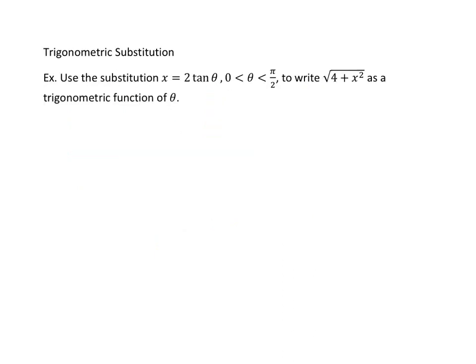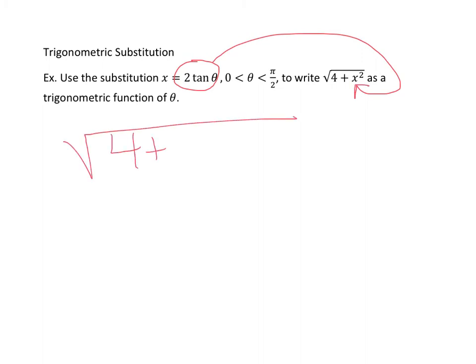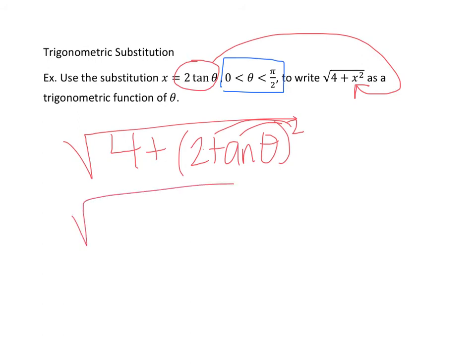Okay, let's try some substitution. We are going to be putting 2 tan theta in for x right there. Square root of 4 plus 2 tan theta quantity squared. The only thing this part is telling me is that I'm in quadrant 1, so everything's positive. So we keep going. I've got to bring that square into both of these, since this is multiplied. Square root of 4 plus 4 tangent squared theta.